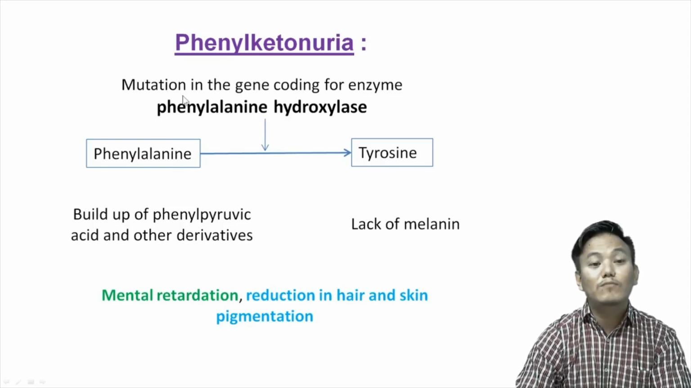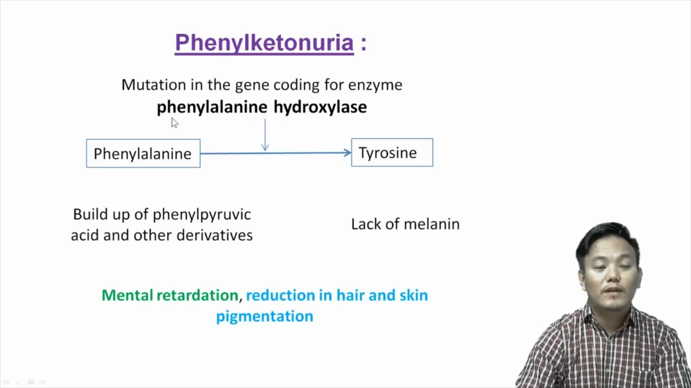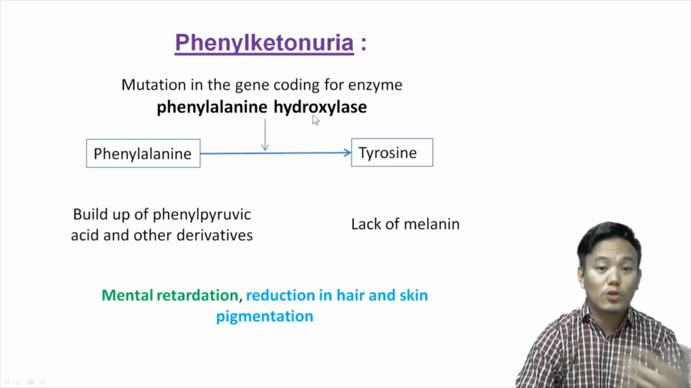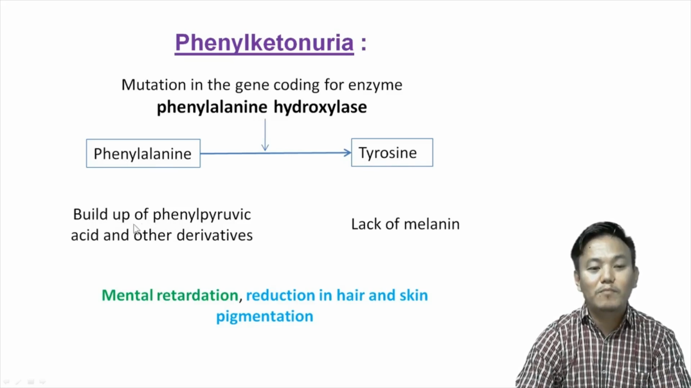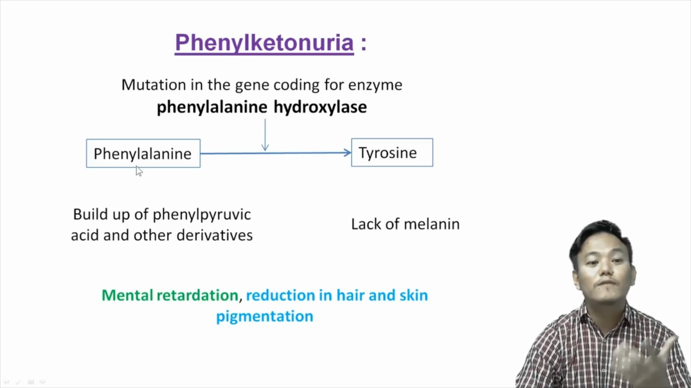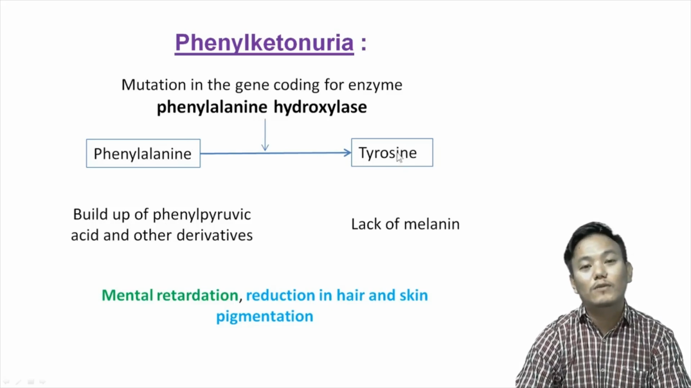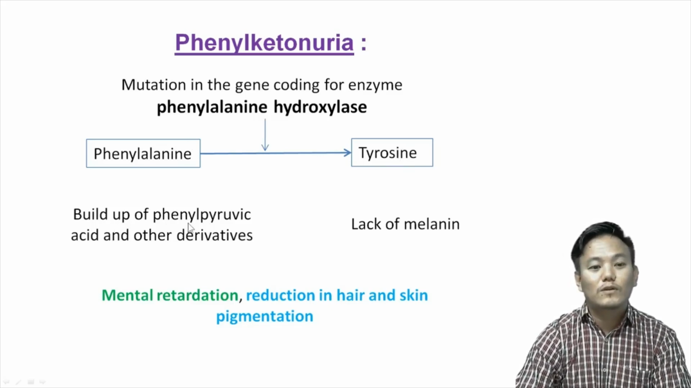If there is a mutation in this particular gene, the enzyme phenylalanine hydroxylase will either not be produced, or it will be less efficient. So phenylalanine, the amino acid, is not broken down into tyrosine. In our body, there will be a buildup of phenylalanine, phenylpyruvic acid and other derivatives. They will start to build up because phenylalanine is not being broken down into tyrosine.